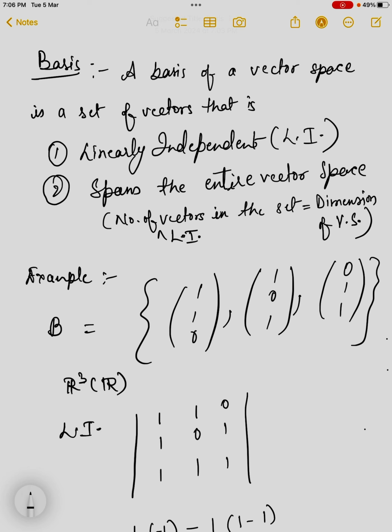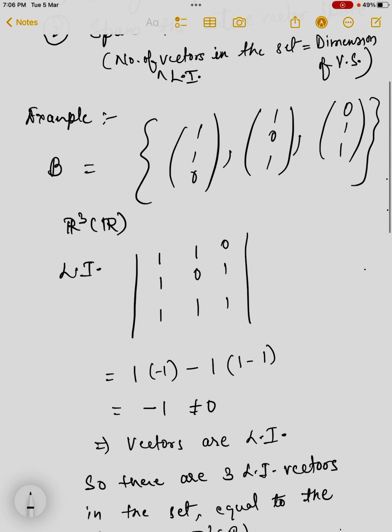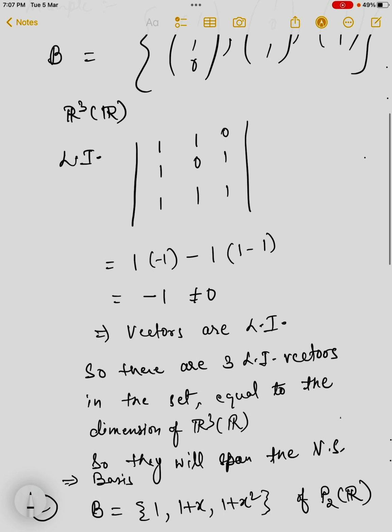We are given three vectors in this set B, and the vector space is R3 over R. So you need to find whether this set of vectors forms a basis or not. First you need to check whether they are LI or not. If they are vectors, you can make a determinant out of them, and if the determinant is non-zero, then the vectors are LI. If the determinant equals 0, then they are LD. Here the determinant is non-zero, so the vectors are LI.